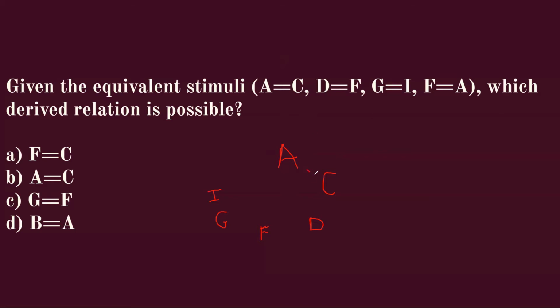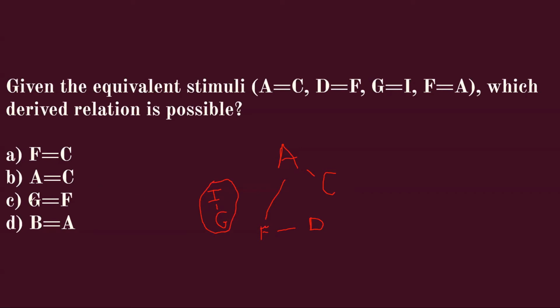Here, A is the same as C, and D is the same as F, and G is the same as I, and F is the same as A, okay? So those are all the relations that we're told or trained. Now, which ones could we make? Well, you can tell that I and G are all by themselves. So you really can't make any relations for these stimuli that connect to I or G.